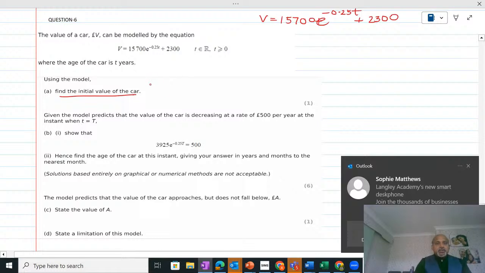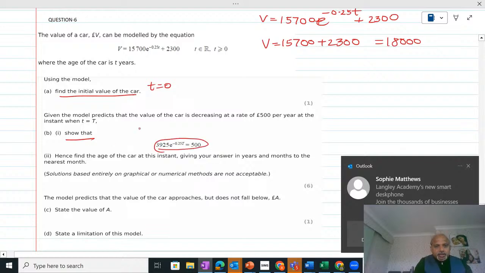Whenever they are asking you the initial value of the car, you put t equal to 0. If you put t equal to 0, it should be 15700 plus 2300, and it should be 18,000. All right. Now B part, show that this is equal to 500. Given the model predicts that the value of the car is decreasing at a rate of 500. Remember, it is decreasing at the rate of 500, so we will put minus 500 in the value.